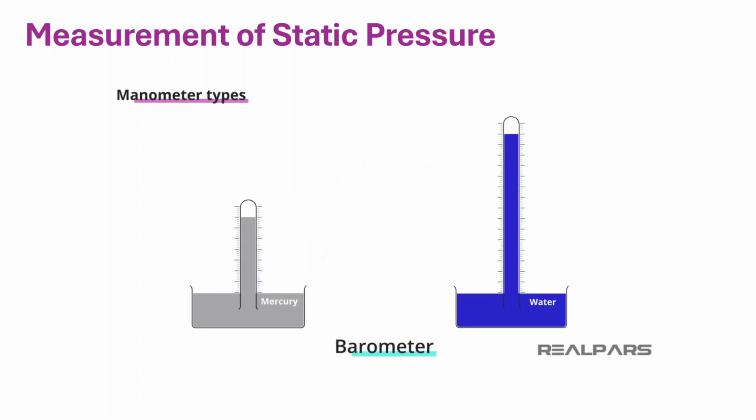Any liquid could be used in a barometer, but mercury is used because of its high specific gravity. A mercury barometer needs to be at least 30 inches tall. A water filled barometer would have to be more than 33 feet high.